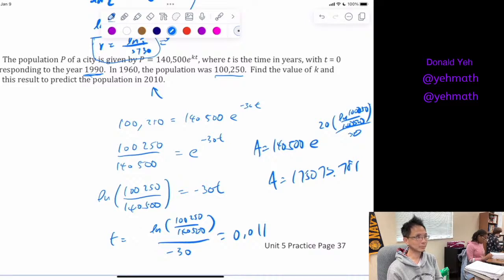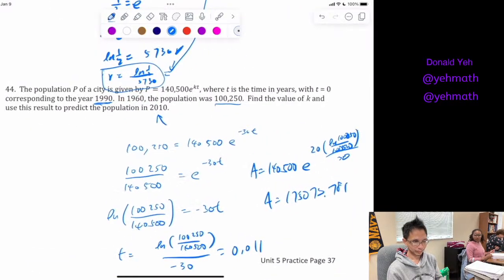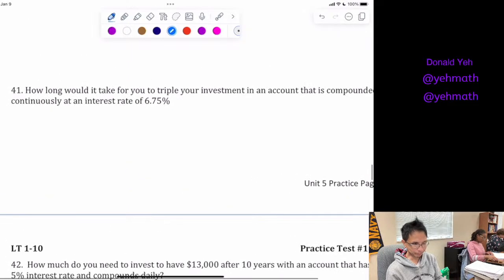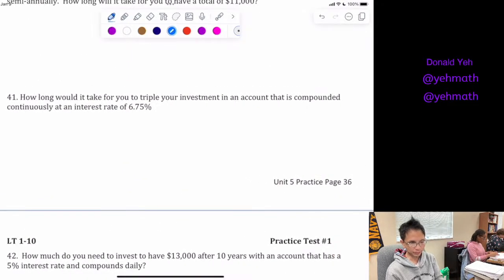Next question. You guys should try it. Cover it up. Try it on your own. Write it out. Type using the calculator. The word problem is going to be a problem for you guys. Yes. Number 41. Yeah, sure. 41. How long will it take to triple your investment?